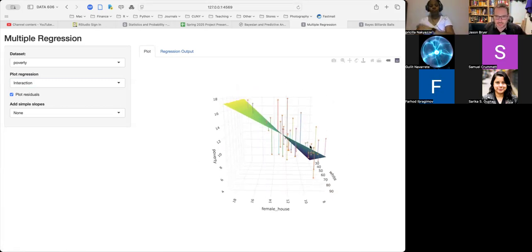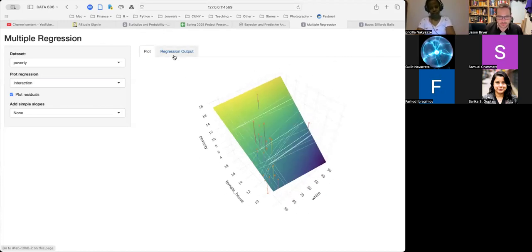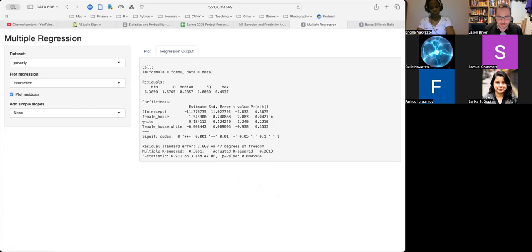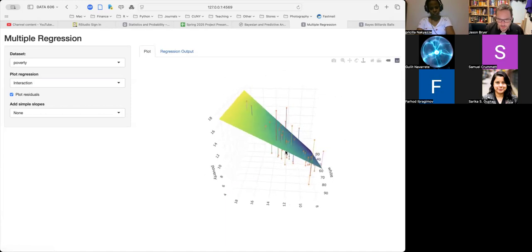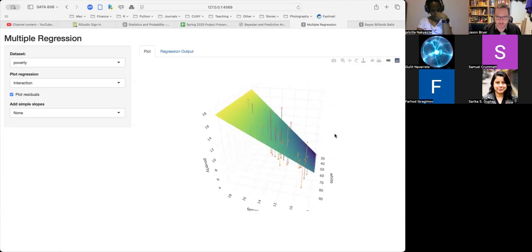I showed this example because this is collinear. In fact, once we have female household, the white isn't even a significant predictor, and that's because these two are kind of related. But the main thing I want you to take away, right? We're still trying to minimize the squared residual. So I'm going to take the length of each of these lines and square it, and that's what I'm minimizing when I'm doing multiple regression, no matter how many predictors I have. And when I have two quantitative, I can depict it this way, in 3 dimensions.